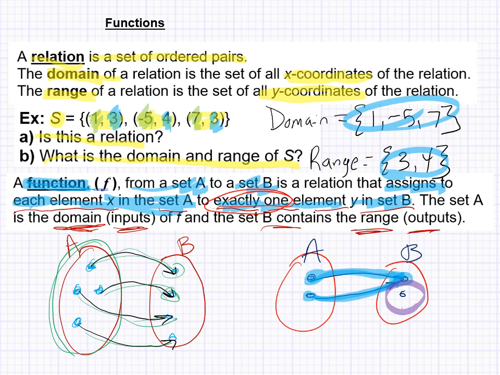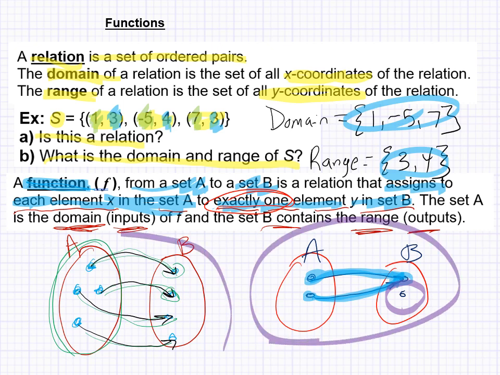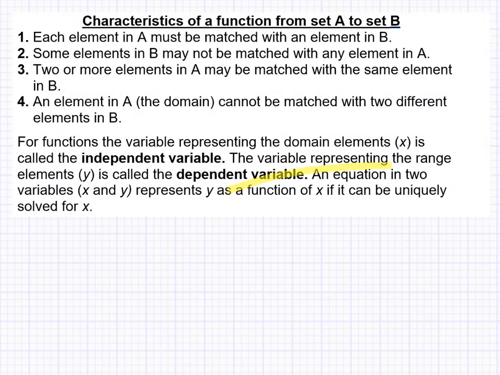Now, we're not going to do this particularly this way, okay? We're going to look at equations and determine whether or not that equation satisfies this idea of each element in the domain, the first set, getting a match to exactly one element in the range, the second set. Just look at these characteristics we talked about with functions that are important.